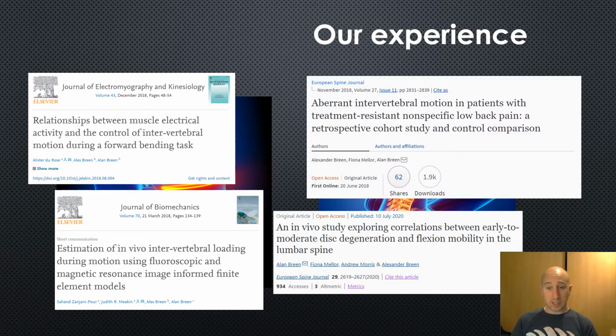We've had some successful publications. These are some of our more clinical focused publications where we've demonstrated linkages between spine mechanics and back pain. We've also done some work with mechanical models and investigating the relationships between muscle activity and the mechanics of the spine in vivo.